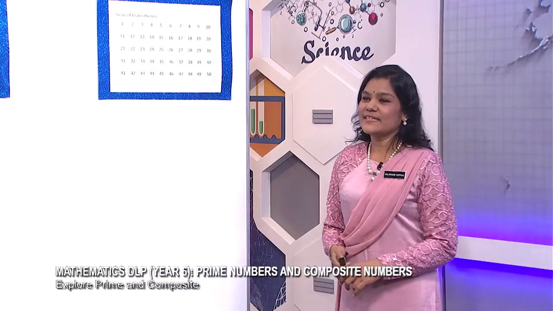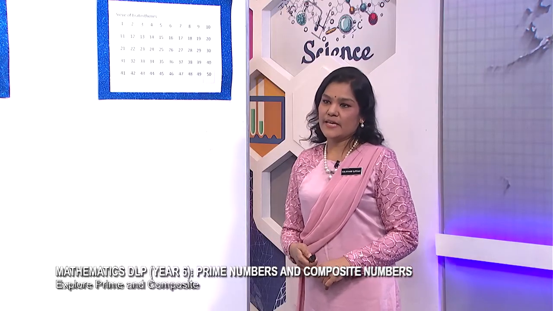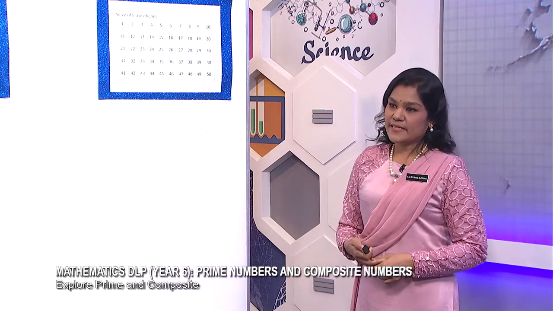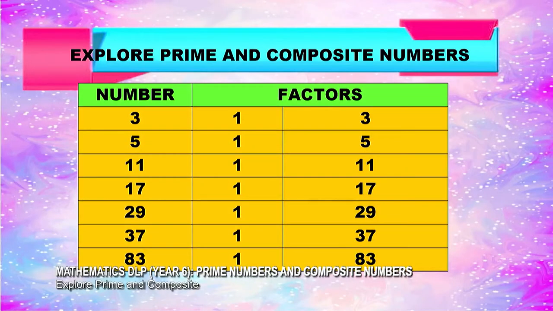Let's look at the examples here. You can see the number and the factors. The left side is the number, the right side the factors. The first one is number 3. What are the factors for number 3? As what Chris said just now, 1 and 3. If you multiply 1 and 3 only, you get 3. No other numbers.